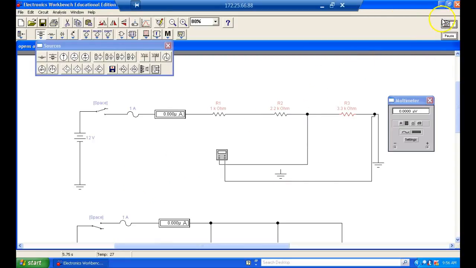And now when I turn it on, what should happen? Nothing. Oh, I got to turn it on. Then what should happen is my fuse blows. Now let's come up here and take the fuse out and create a short circuit.